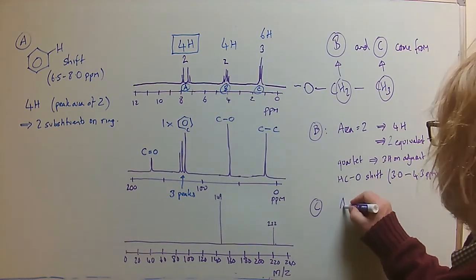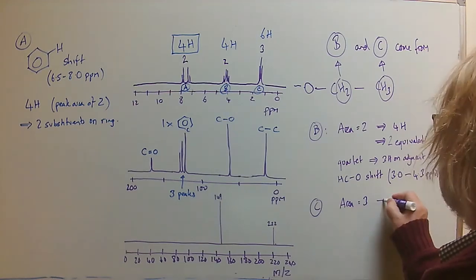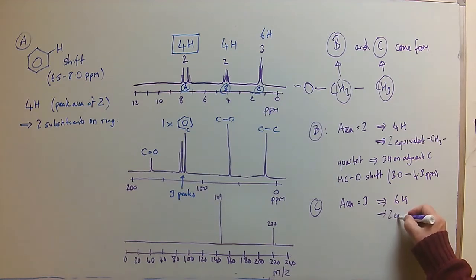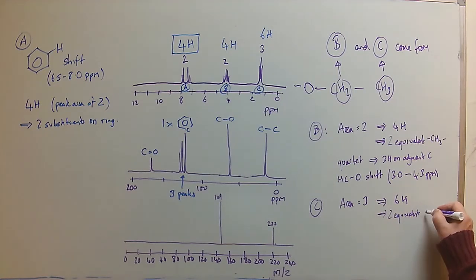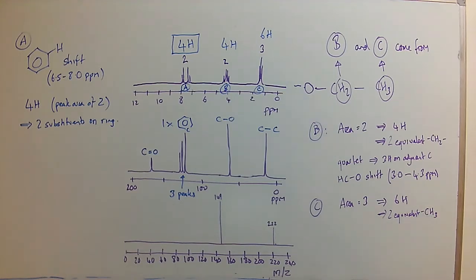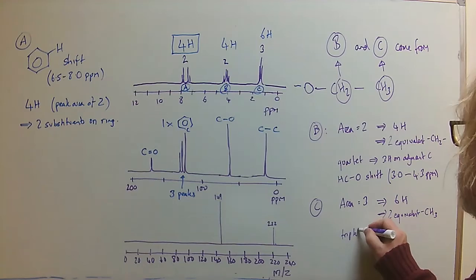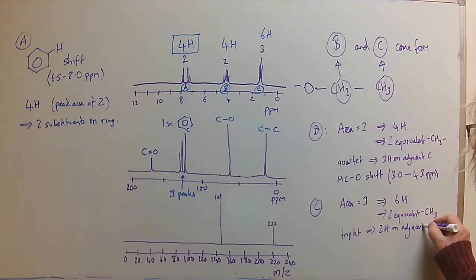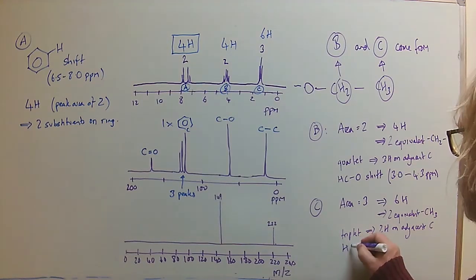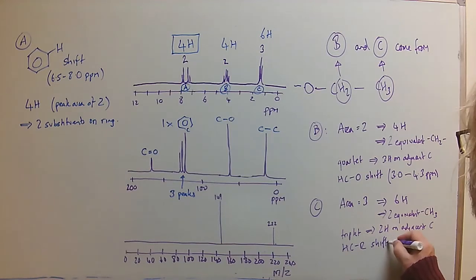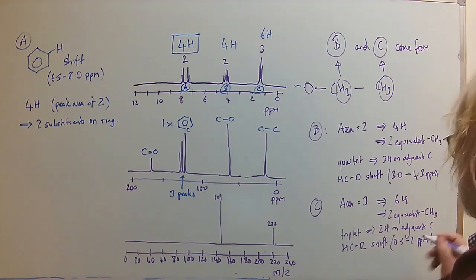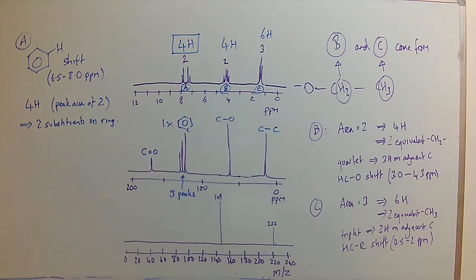So C has area 3, which we know means 6 hydrogens, and therefore 2 equivalent CH3s. It is a triplet due to the adjacent CH2. And this one just has an HCR shift, which is 0.5 to 2 ppm, which doesn't tell you anything useful, but it's still got to be documented so that you can show, yes, that one does fit in with what I'm saying the structure is.